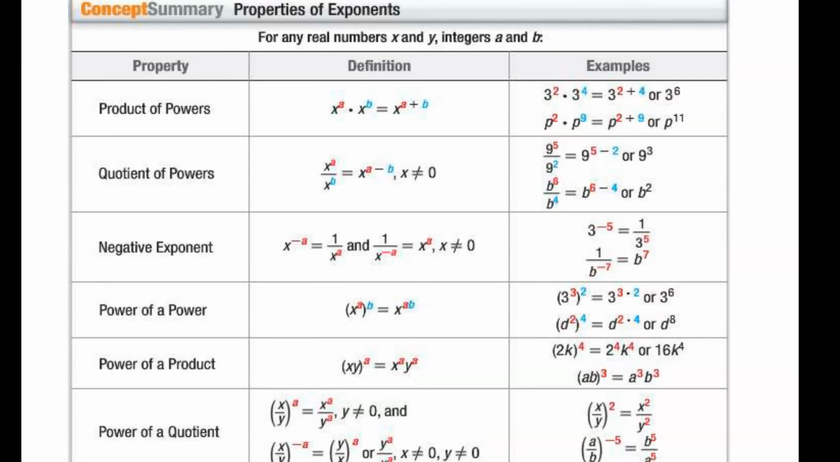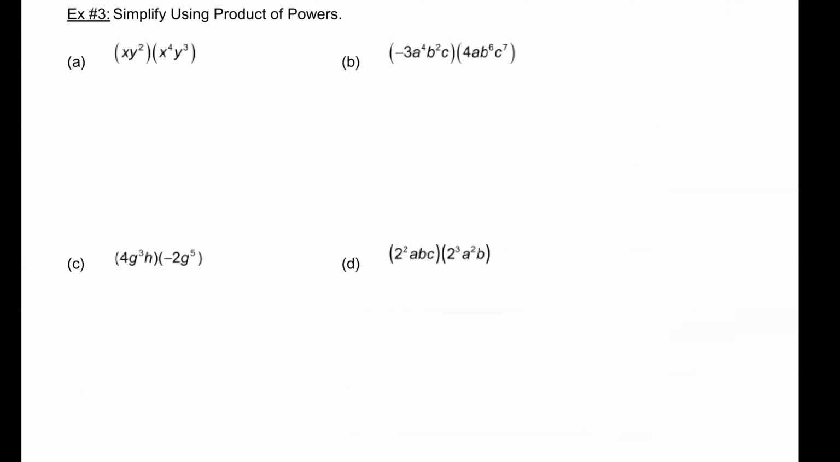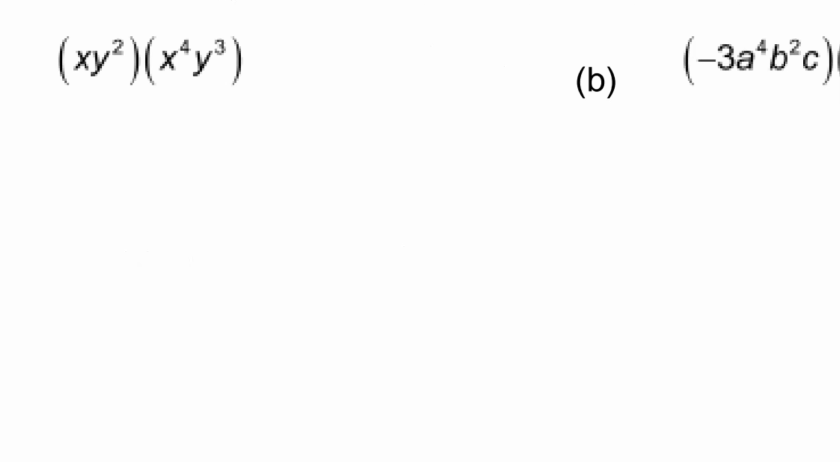I originally split them up, and instead I just put this table to save some space. We're going to go through each one. Instead of talking about it, we're just going to do an example where we actually use it to solve. So let's go ahead and simplify using product of powers. Product of powers means if you have the same base, you add the exponents.